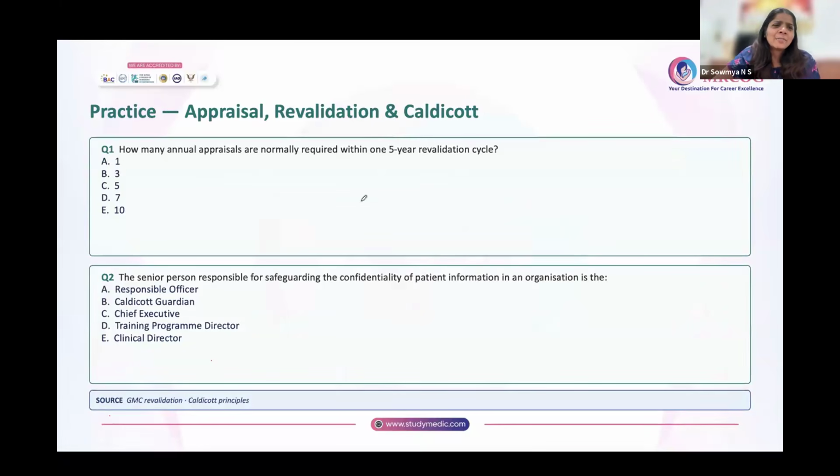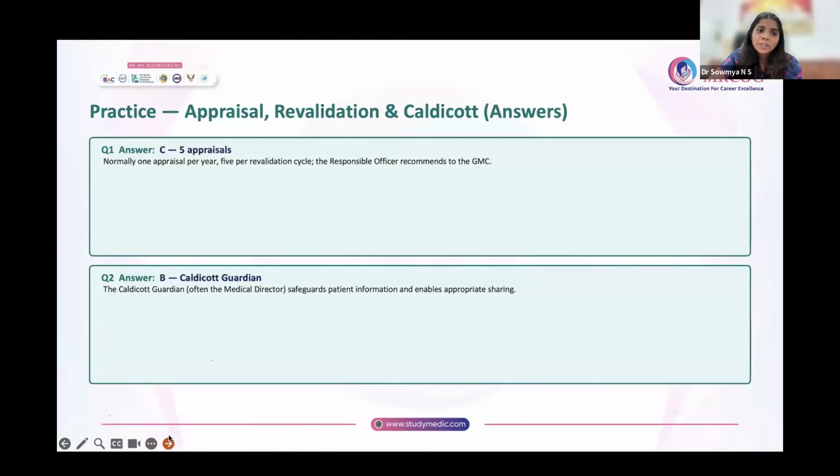This is a very common question: how many annual appraisals are normally required for a 5-year revalidation cycle? If you know your maths, you are done. Look into the options: senior person responsible for safeguarding the confidentiality of the patient. Just now I said, right? So these are simple, straightforward. The first one is 5 appraisals. The second one is Caldecott guardian.